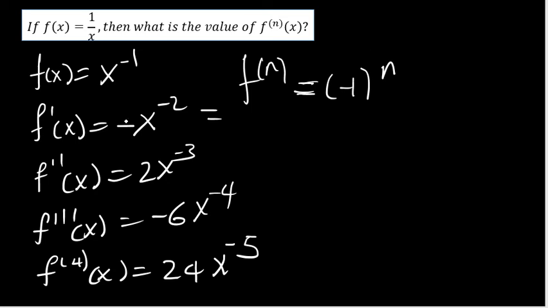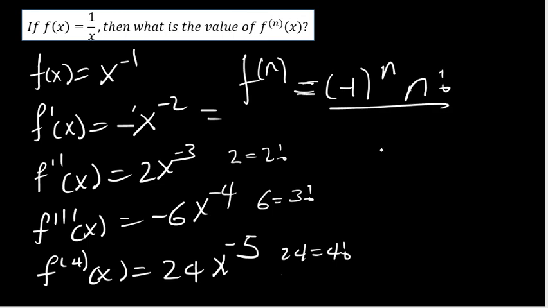But the coefficient number was 1, then 2, then 6. That means this 2 is the same as 2 factorial, and 6 is the same as 3 factorial, and 24 is the same as 4 factorial. So the coefficient number goes by factorial. So we can say n factorial, the whole over x to the power of n plus 1. This is the general nth derivative.